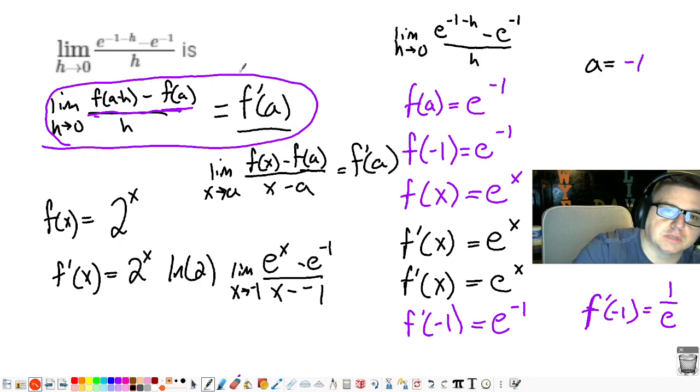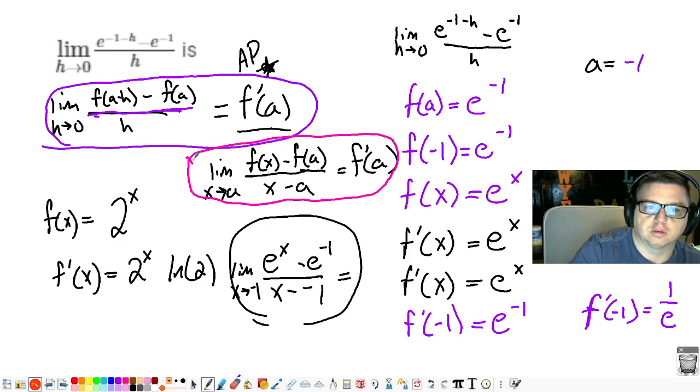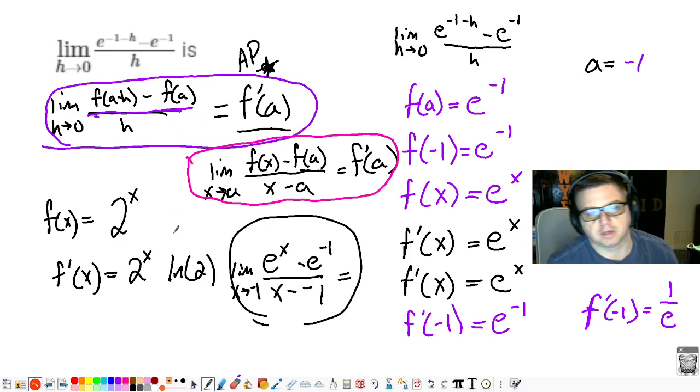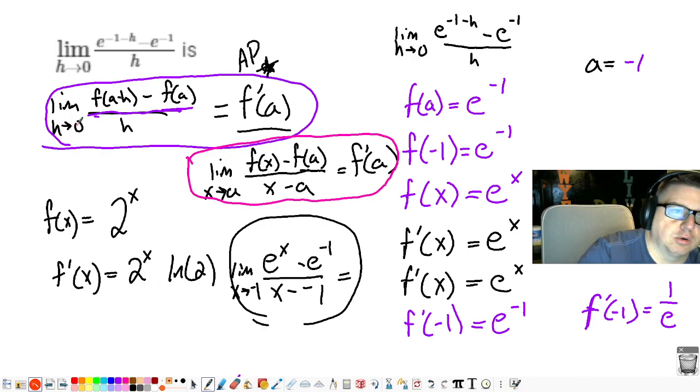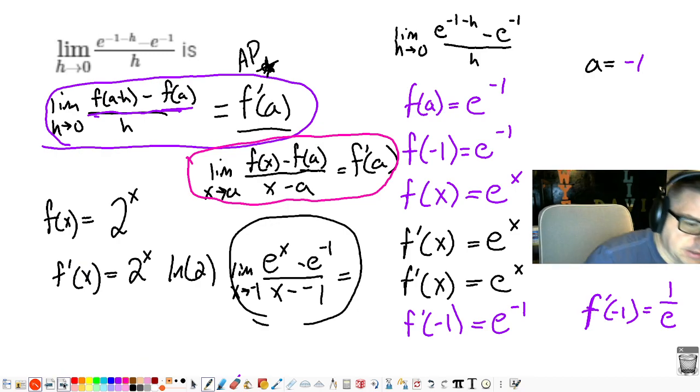So more often than not on the AP exam, you're going to see this type over this type, even though they're kind of the same. They're definitely the same idea. They just look different. But the purple one's a little more challenging to make sure that people understand that they're really looking for the derivative at a certain value. And you can't just plug 0 in, because 0 is the h value, not what we're looking for. We're looking for the a value. So that's what makes it a little trickier, and usually why you see this more often on the AP exam than this one.